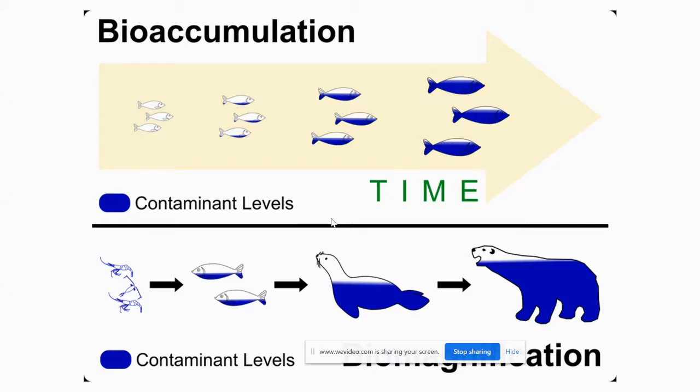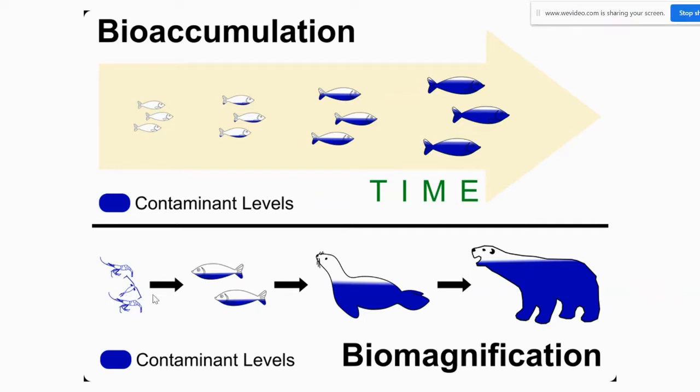Bioaccumulation is just things getting concentrated within an organism during its life as it grows. Biomagnification is things getting more concentrated as you go up the food chain. For example, polar bears have a high level of dioxin, even though they have been nowhere near anything that produces dioxin.